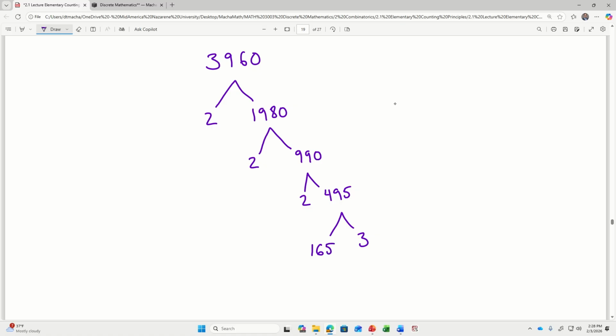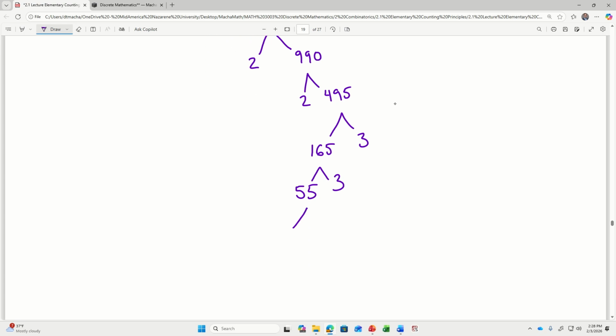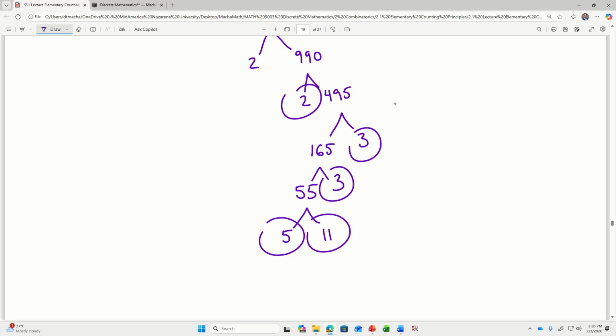Okay, 165. Is 165 divisible by 3? Yeah. What is 165 divided by 3? 55. Is 55 divisible by 3? No. Is it divisible by 5? Yes. 5 times 11. Okay, so now we go back, and every time we find a prime number, take note of it.